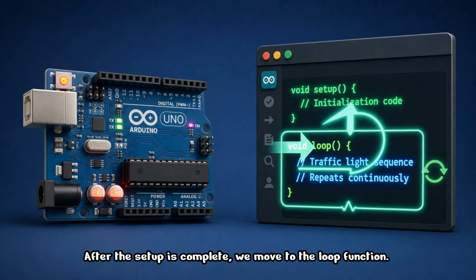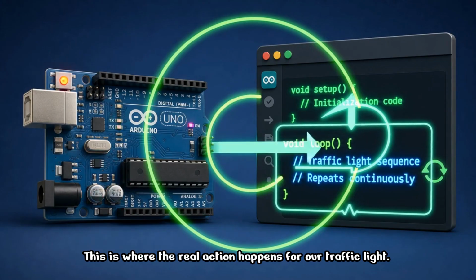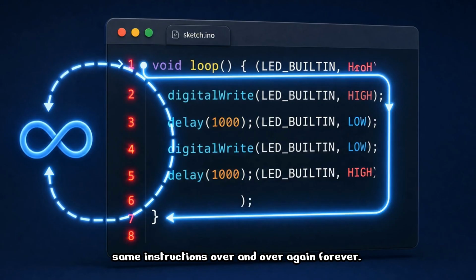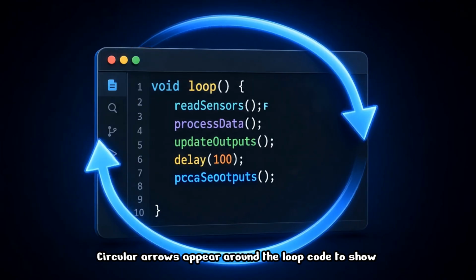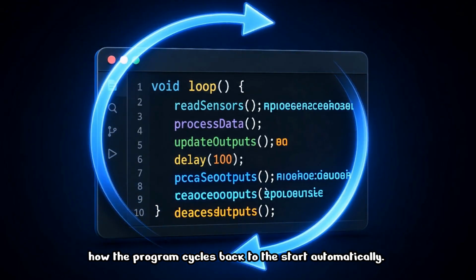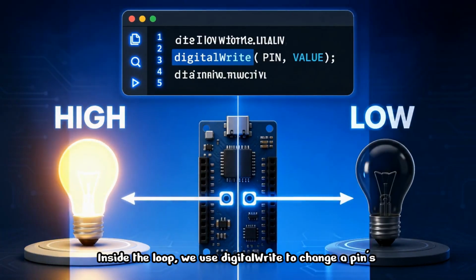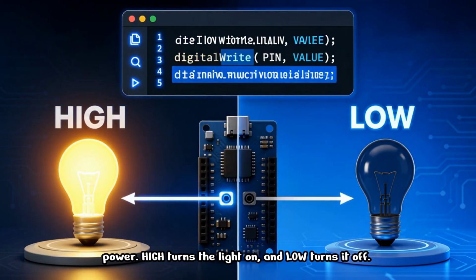After the setup is complete, we move to the loop function. This is where the real action happens for our traffic light. The loop function is special because it repeats the same instructions over and over again forever. Circular arrows appear around the loop code to show how the program cycles back to the start automatically. Inside the loop, we use digitalWrite to change a pin's power. HIGH turns the light on, and LOW turns it off.